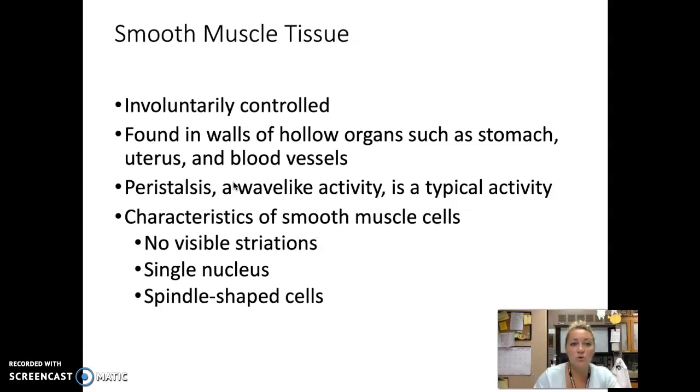Then we get to smooth muscle. Generally, I think of my digestive organs with this, but it's any of those organs that aren't your brain and aren't your bladder and aren't glands.